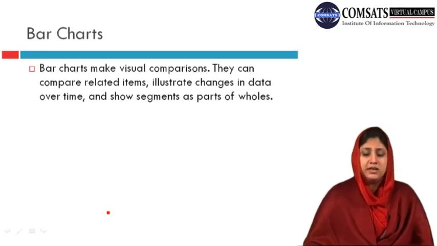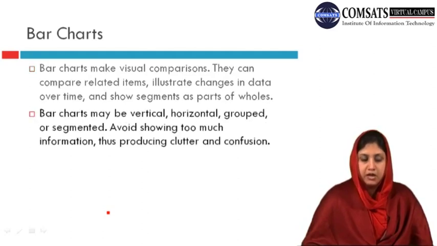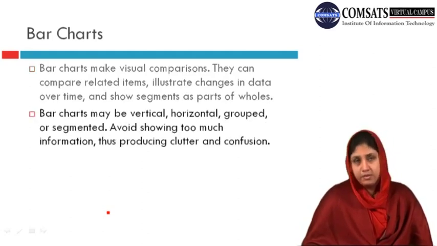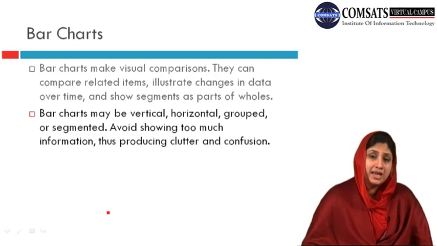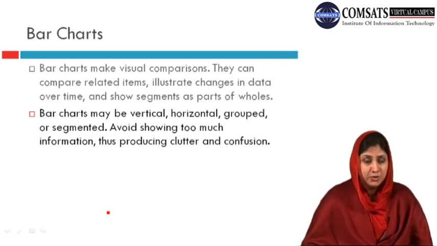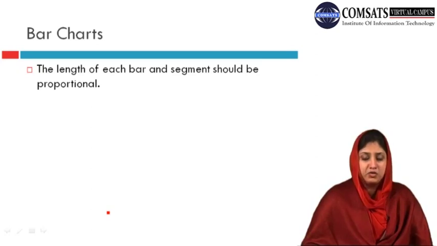Bar charts make visual comparisons, and they make them very easy to notice very quickly. They can compare related items, illustrate changes and trends in data over some time period, and show segments as parts of wholes. Bar charts may be vertical or horizontal, grouped or segmented. Avoid showing too much information in one bar graph, thus producing clutter and confused information, because remember, your aim is always to facilitate readers' comprehension and understanding, not to confuse them. And the length of each bar and segment should be proportional.